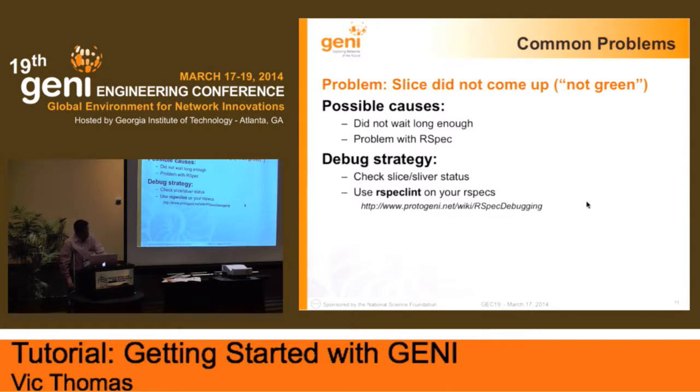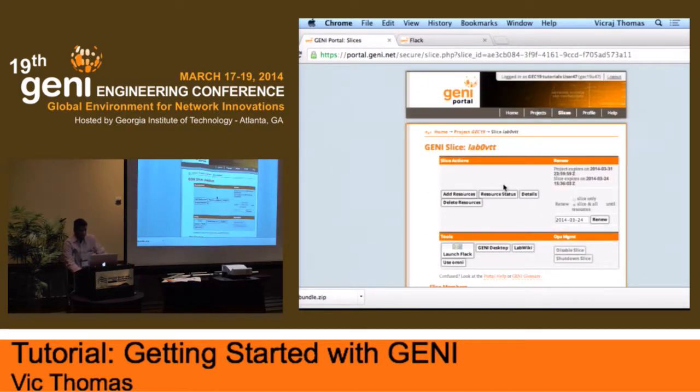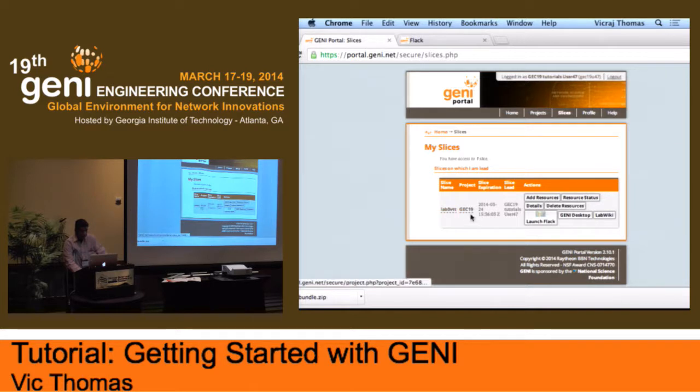So the way to see what might have gone wrong is, if let's say the flag canvas never turned green, maybe we want to use another tool, such as the portal, to go check on the status of your slice. And so in my case, I'm going to go to the portal. I go to my slices, and I have one slice. I want to see what the status of my resources are. So I can ask for resource status.